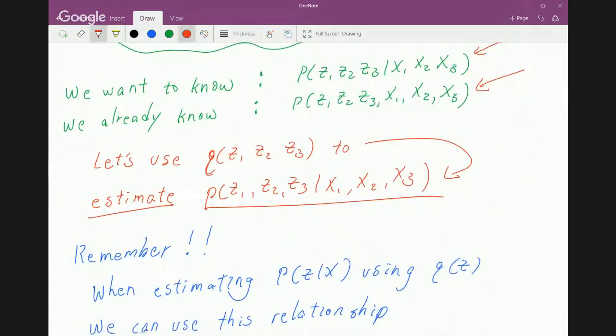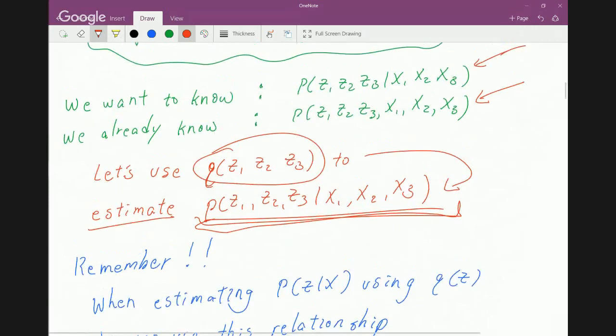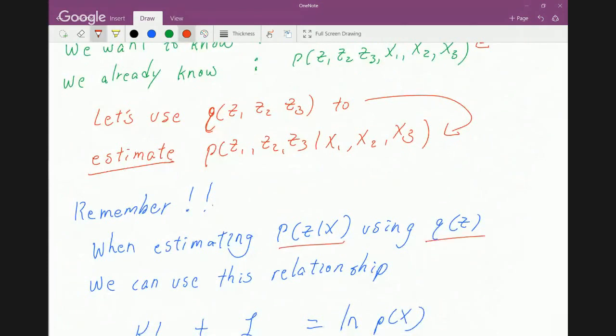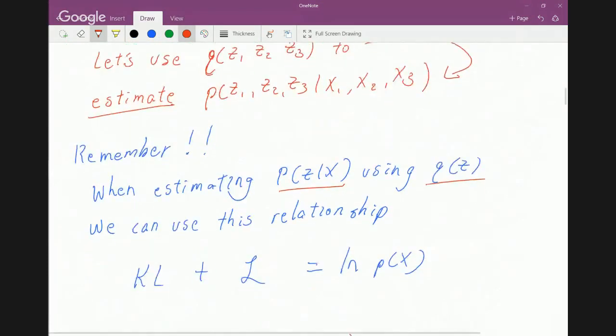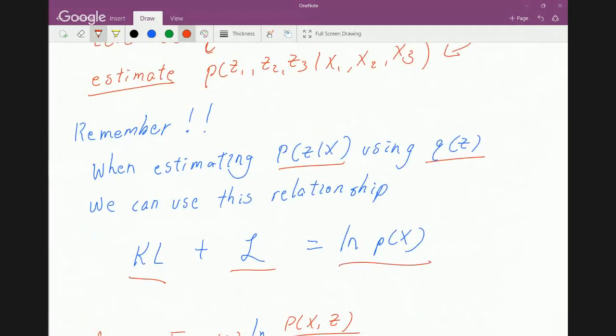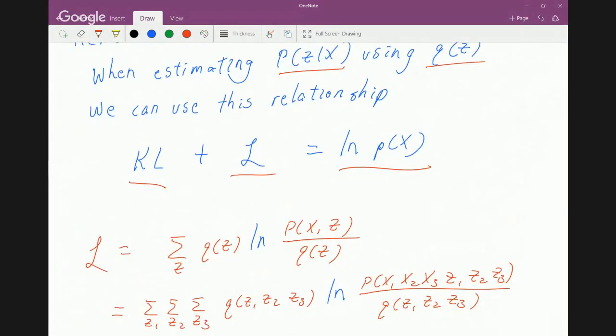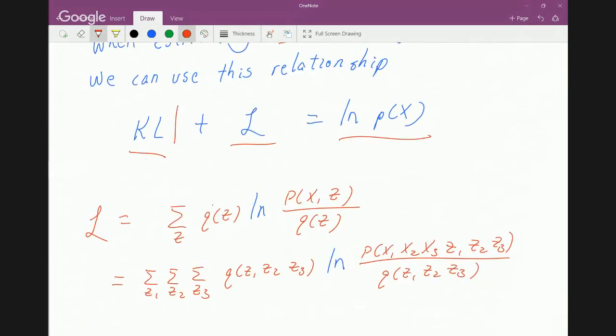So the goal is therefore to find this for the estimation, and we want this to be as close to the conditional as possible. I repeat, we're trying to use the Q of Z to estimate this. And ideally, they will be as close as possible. Now remember, when we're estimating the conditional using Q of Z from other videos, we use this relationship with the lower bound, KL divergence, and log of P of X. We decided from the previous videos that when we want to reduce the KL divergence, it's the same as increasing the lower bound. So if we find a maximum lower bound, that's the same as finding the best KL divergence.